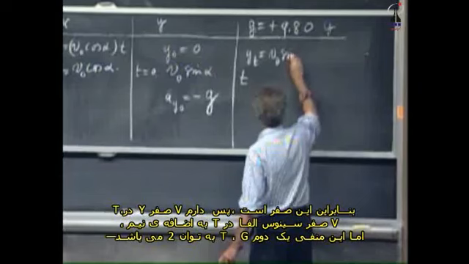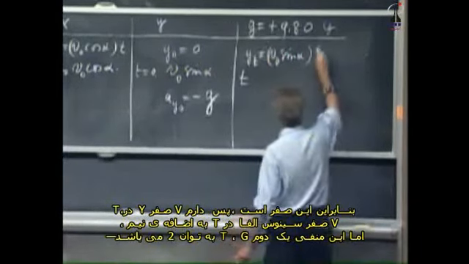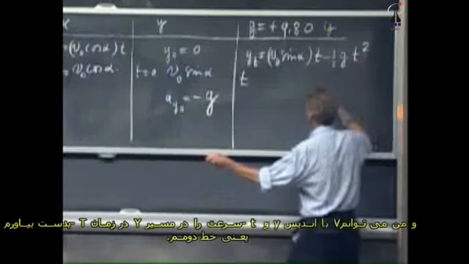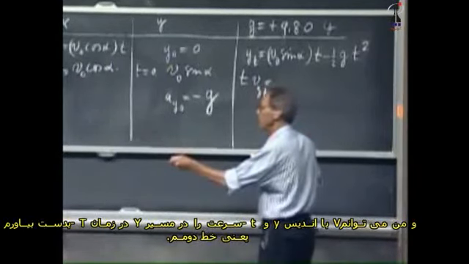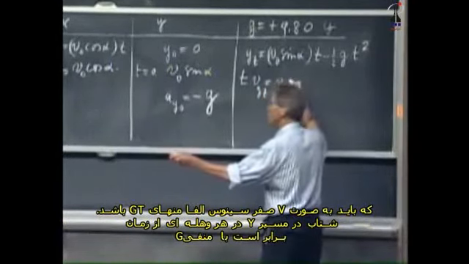So this is 0. So I get v0y times t. So I get v0 sine alpha times t plus 1/2, but it is minus 1/2 gt squared. And now I get the velocity in the y direction at time t. That is my second line. That is going to be v0 sine alpha minus gt, and the acceleration in the y direction at any moment in time equals minus g.